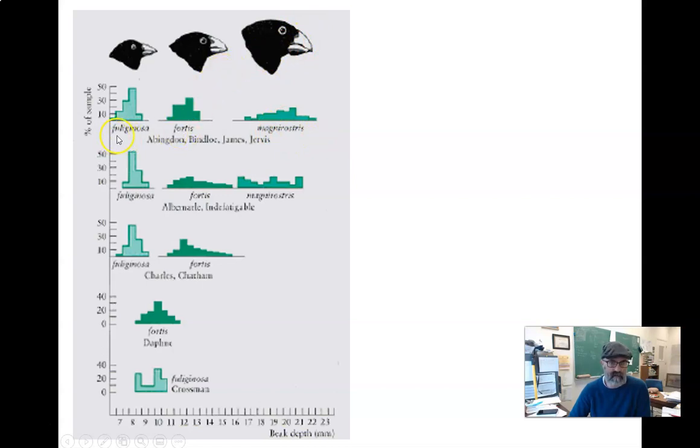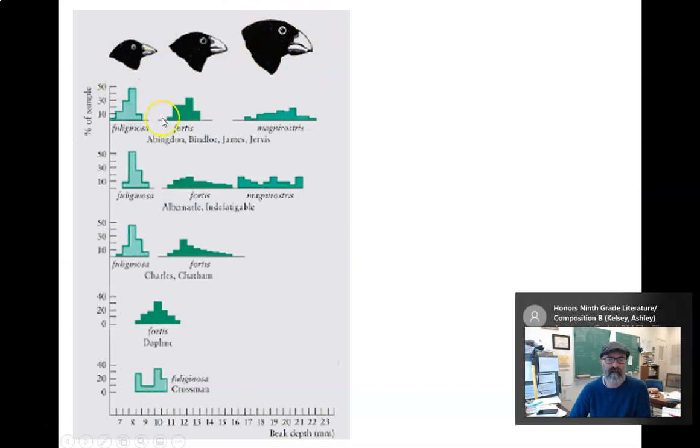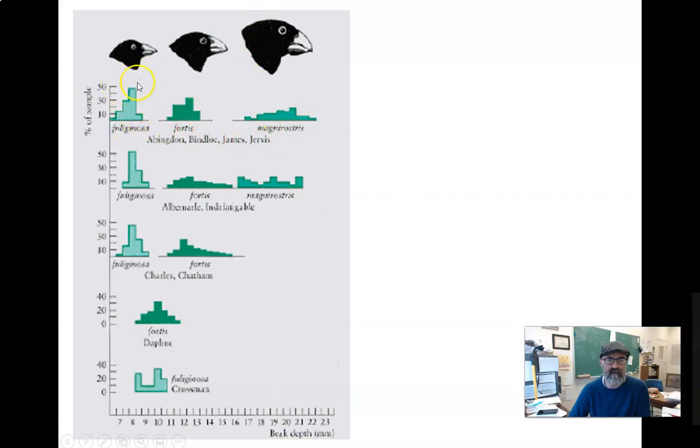Fortis and fuliginosa, it's kind of hard to read that. So here's the three species. We see that these guys probably eat smaller grass seeds, and these guys eat heavier, thick nuts to crack. On these islands where they all occur together, here we see the kind of partitioning of the niche. Where all three occur together, there's not a lot of overlap.